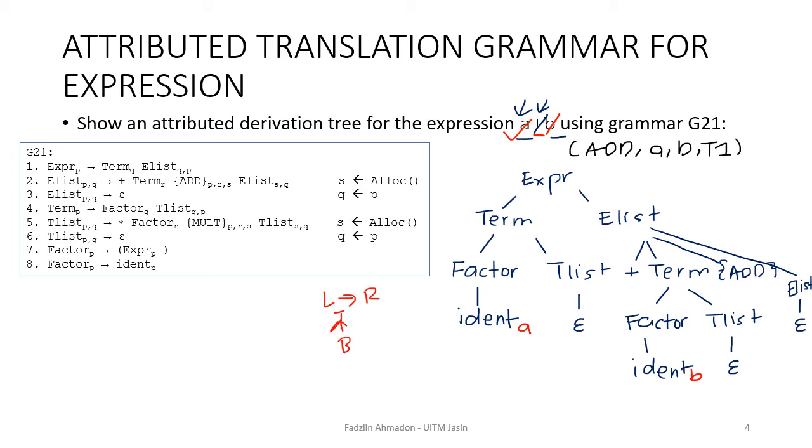So here is rule number 8. We already know the value for P. We do not know the value for factor, the attribute for factor. But since they share the same attribute P, because this is A, ident's attribute is A, factor attribute should also be A.